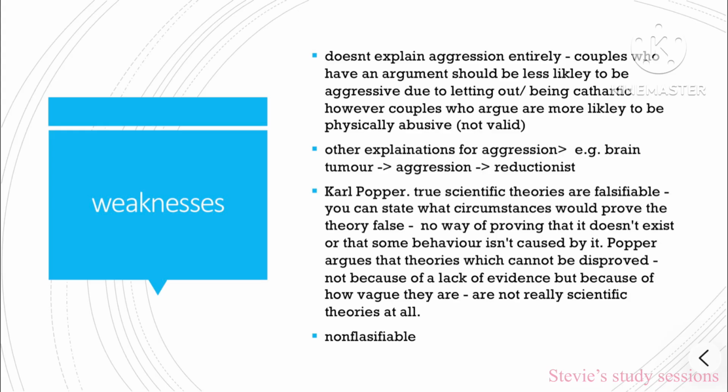For example, the brain. This theory is reductionist as it doesn't see the biological approach. Karl Popper: true scientific theories are falsifiable. Popper states that theories cannot be disproved, not because of lack of evidence, but because they are vague. This shows that Freud's theory is not scientific.